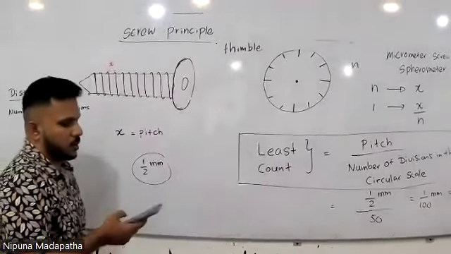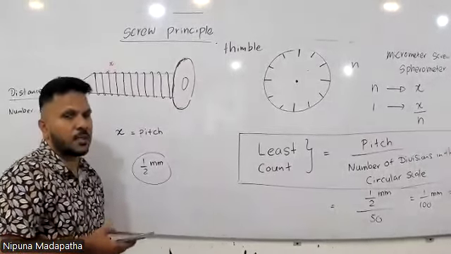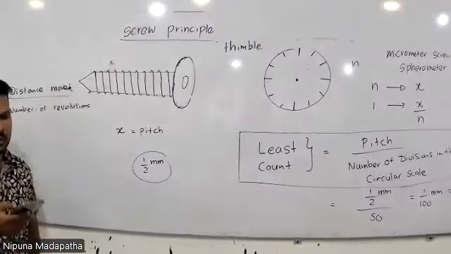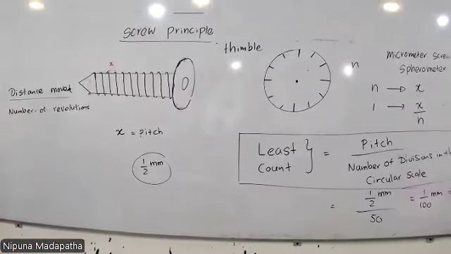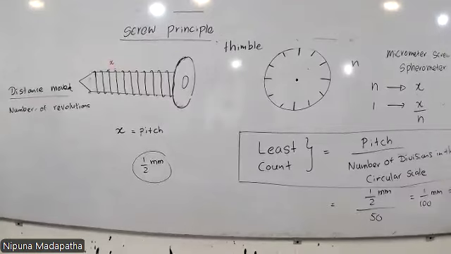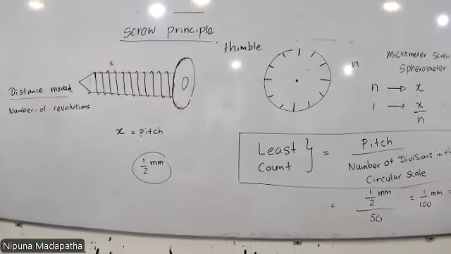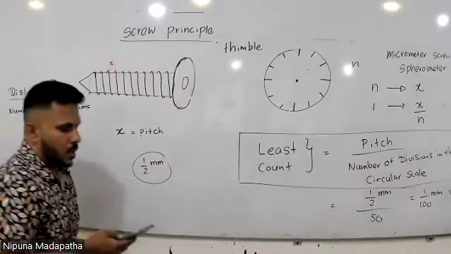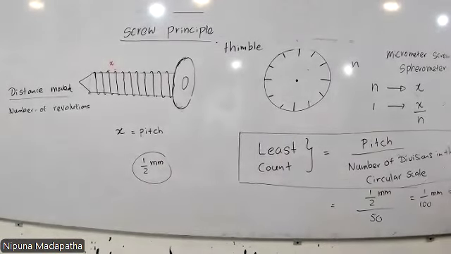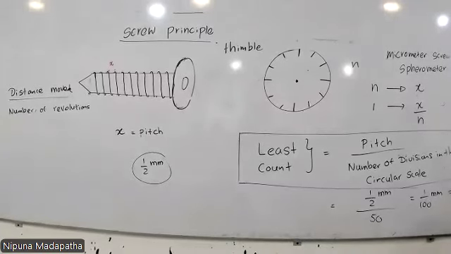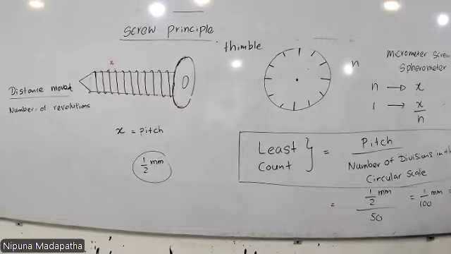When the thimble is rotated through four complete revolutions, the circular scale has 50 divisions. Find the least count of the micrometer.